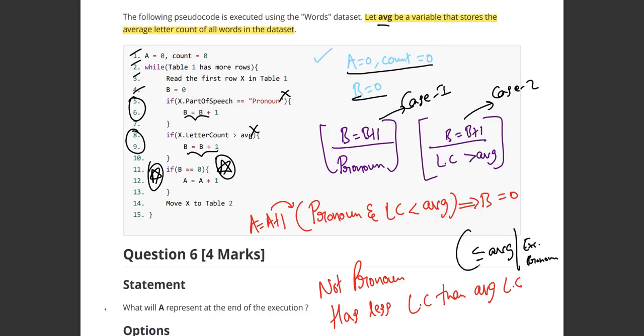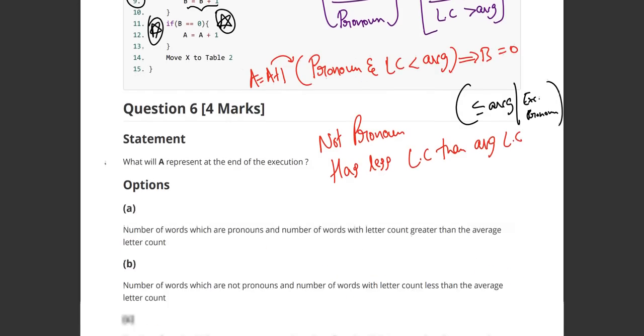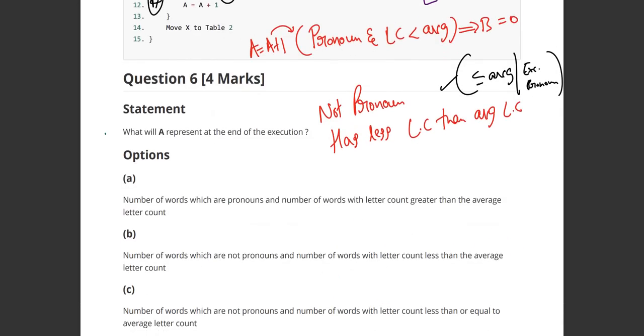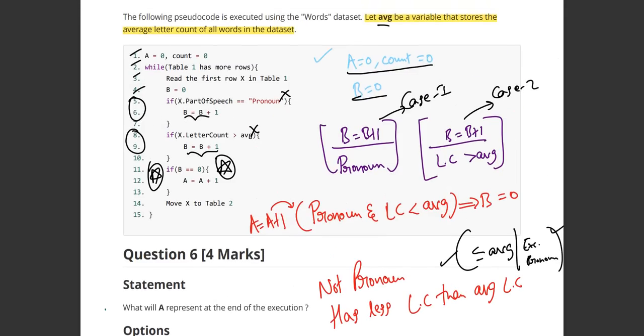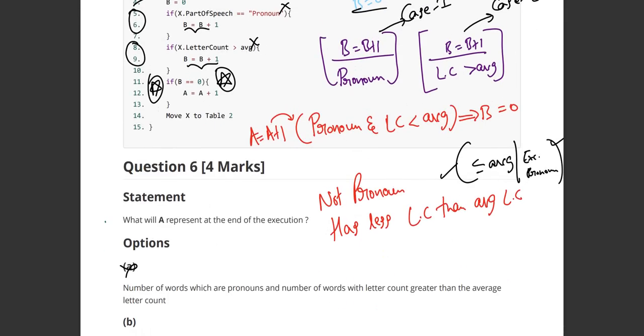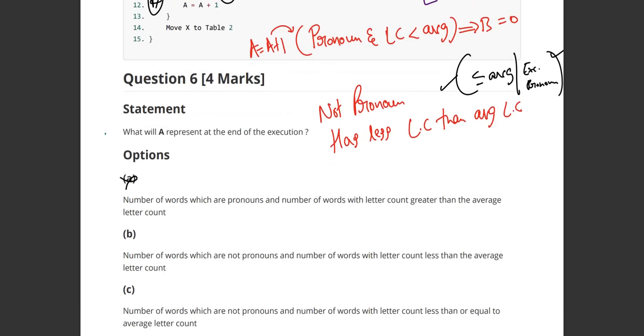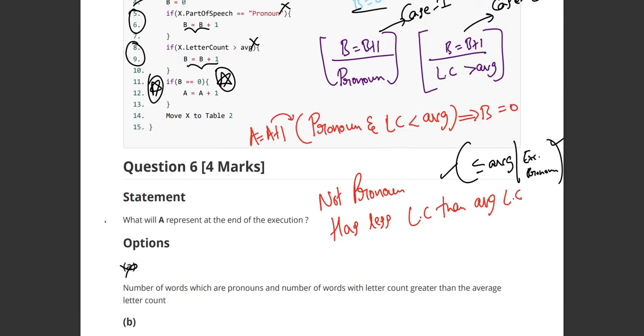Now coming to the answer, in combination of these two things which have been written here. Number of words which are pronouns, no. If it is a pronoun, A will be incremented to 1, right? For A to increment to 1, B should only be 0. Therefore A will not get incremented, that's why for that. And now coming to the next option, number of words which are not pronouns. Yes, one of the conditions is satisfied.